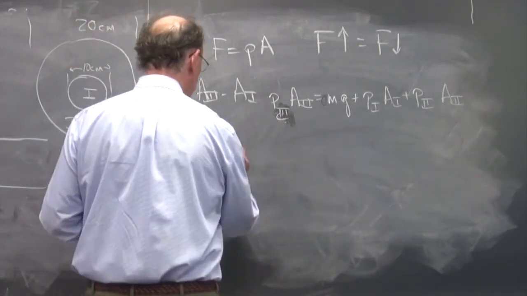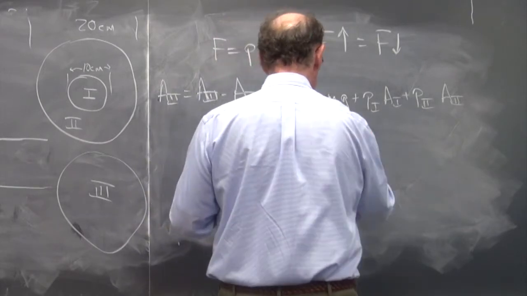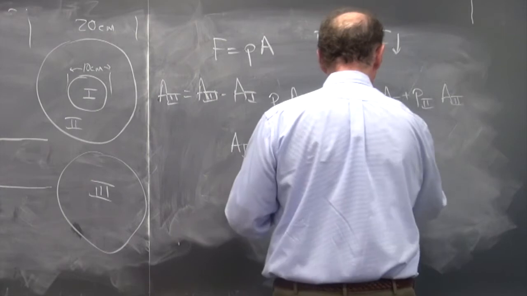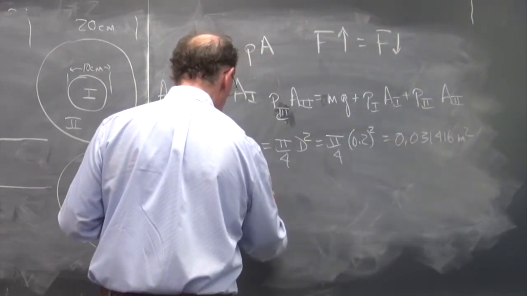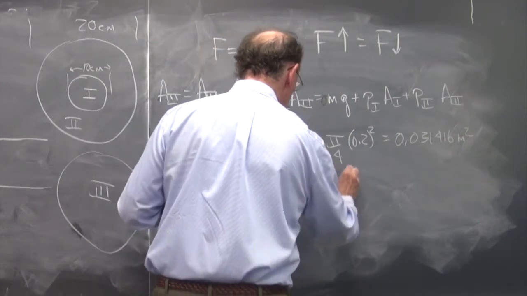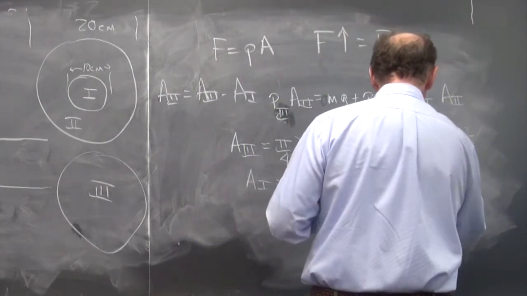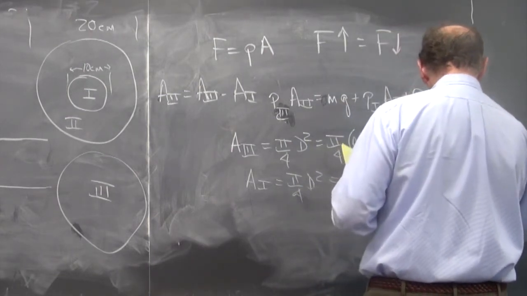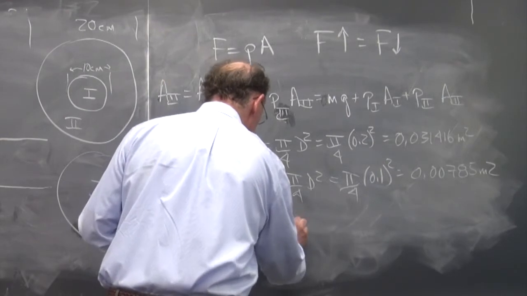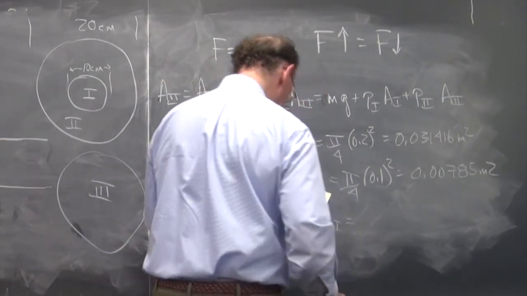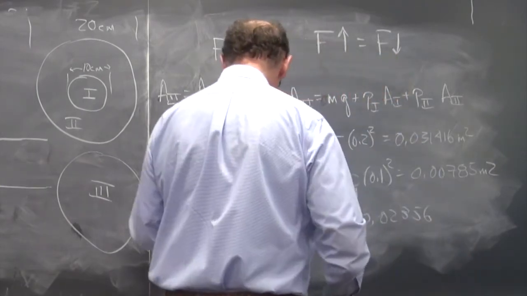What we have to do now is pay attention to the units, because the areas are very small. A3 is pi over 4 d squared, pi over 4 times 0.2 squared, so that's equal to 0.031416 square meters. A1 is pi over 4 d squared, pi over 4 times 0.1 squared, and that's 0.007854 square meters. And A2 is the difference, A3 minus A1, so this is equal to 0.02356.